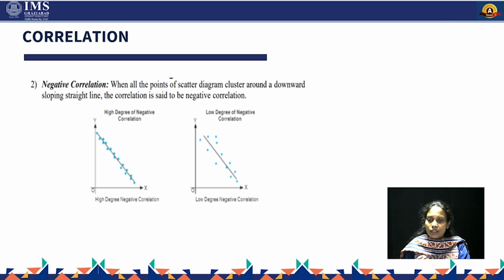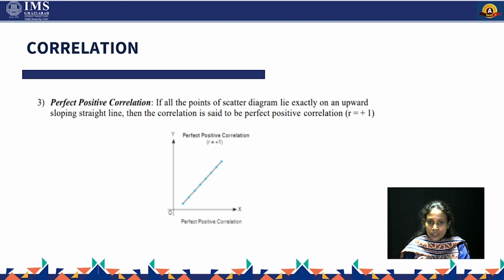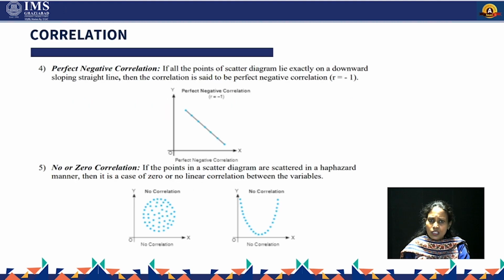In the same way, when the points are very close to the straight line, there is a high degree of negative correlation, and when there is a gap between them, the degree of correlation is lower. For perfect positive correlation, the straight line goes upward and all the points lie on the straight line. In negative correlation, the straight line goes downward, and for perfect negative correlation, all the points lie on the straight line. In the case of no correlation or zero correlation, all the points are arranged in a haphazard manner.